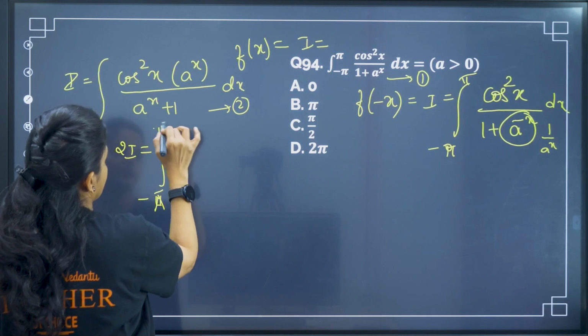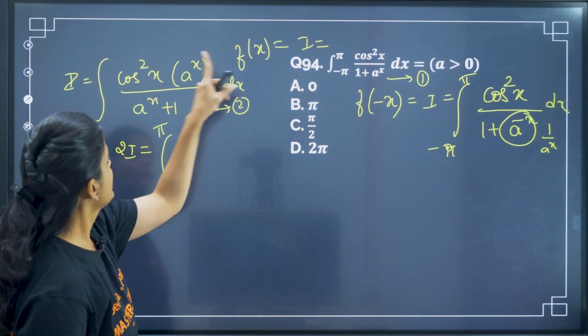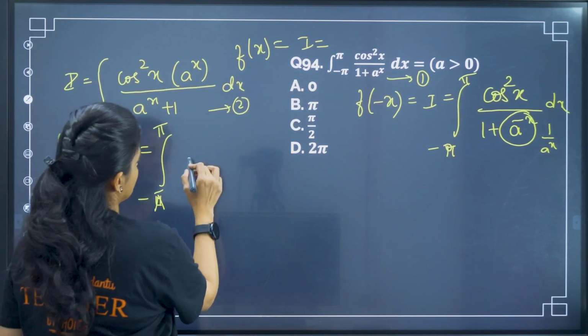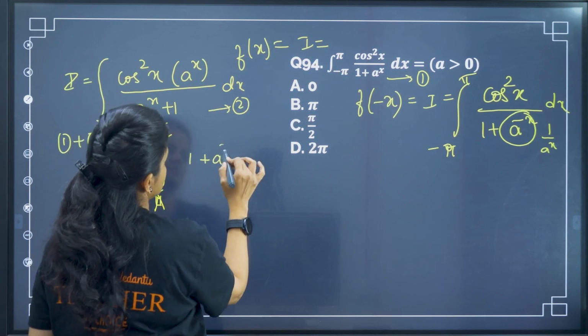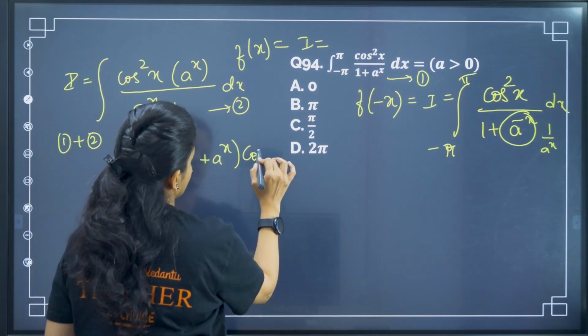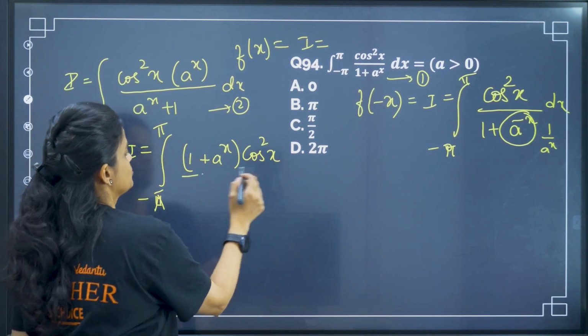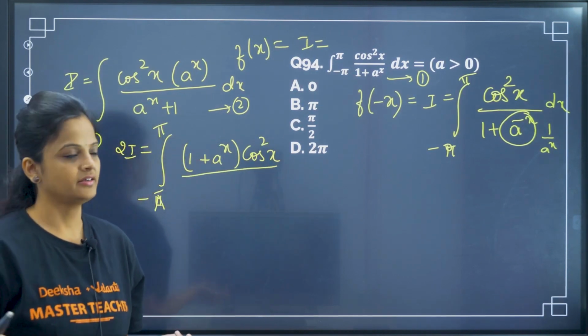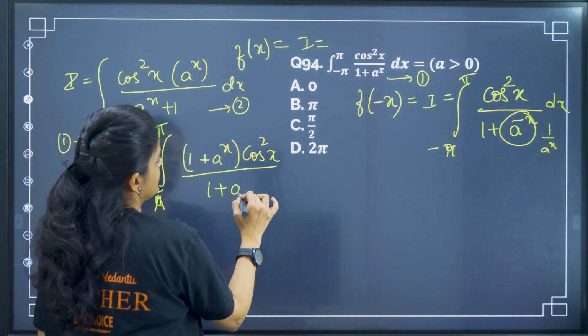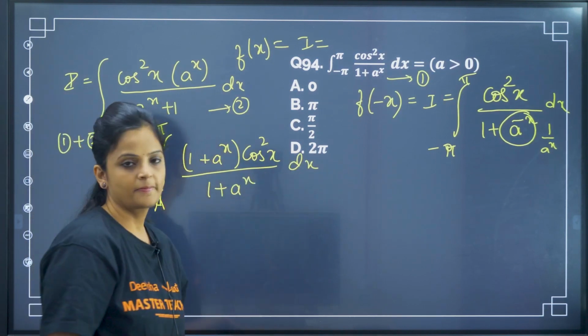Pi and minus pi to pi. Cos square, and here a power x cos square. So I'll take 1 plus a power x, because cos square is common. These simplifications you can skip and just write. So 1 plus a power x dx. Okay.